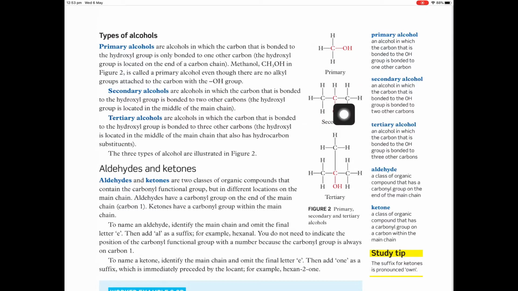This one here is a secondary alcohol. A secondary alcohol is when the hydroxyl group is attached to a carbon, this pink carbon in the middle, and that pink carbon is in turn bonded to 2 other carbons at the same time. Whereas a tertiary alcohol has the hydroxyl group attached to a carbon that is attached to 3 other carbons.